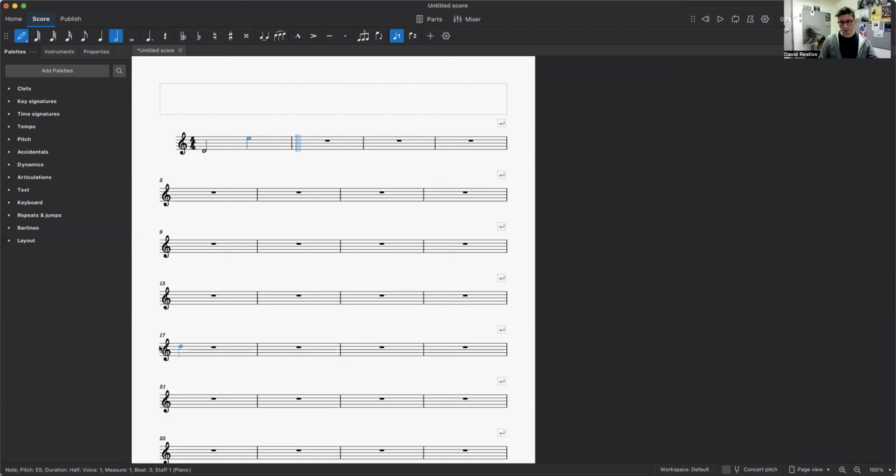So again, it's a transposition of a major ninth, but the easier way of thinking of it is think of it as up a whole step and then up an octave from there.